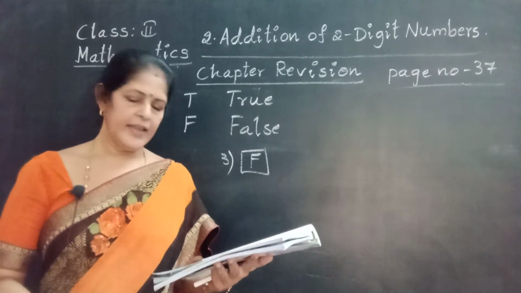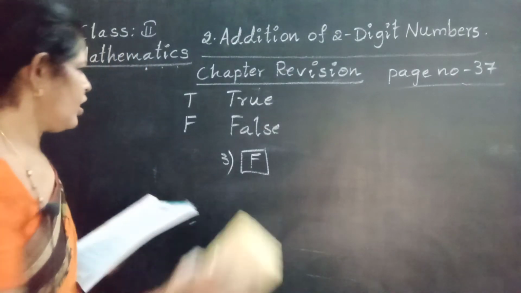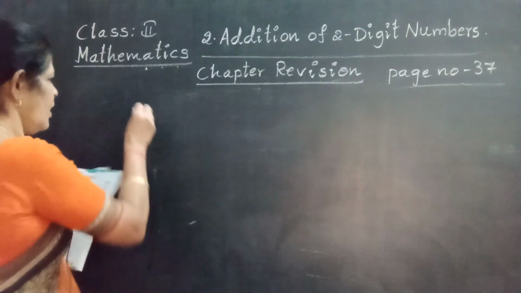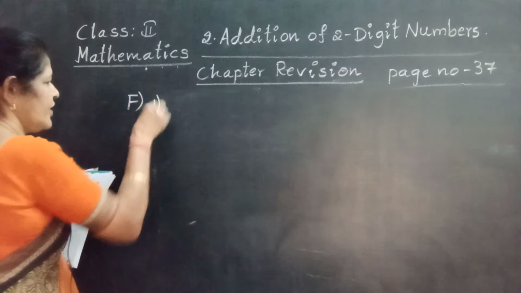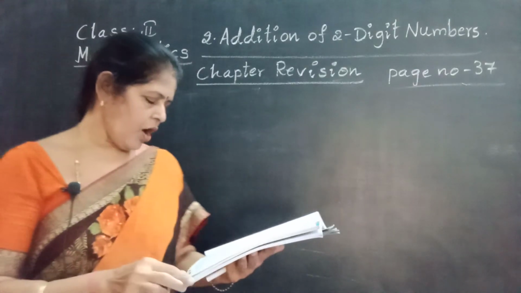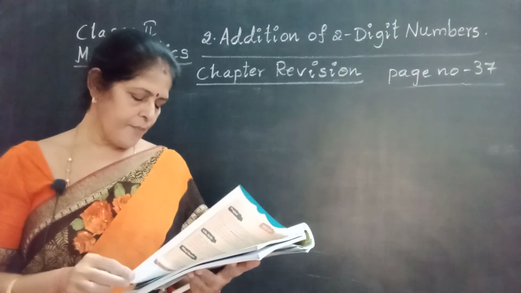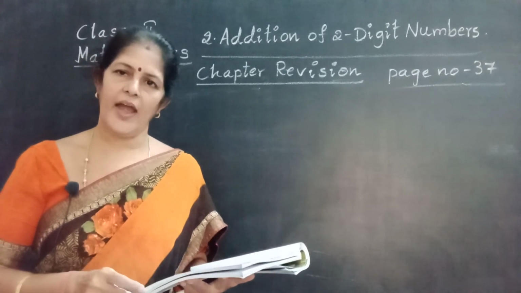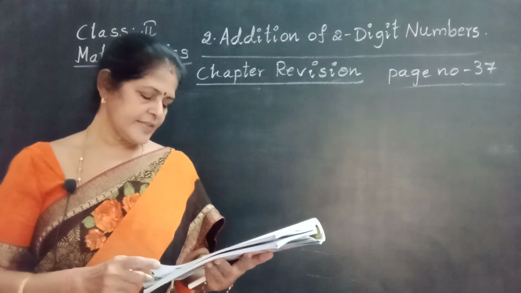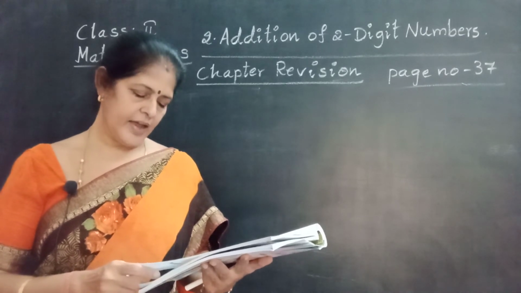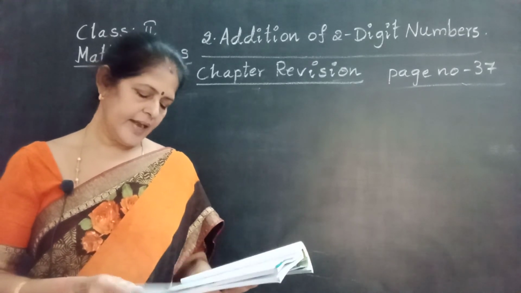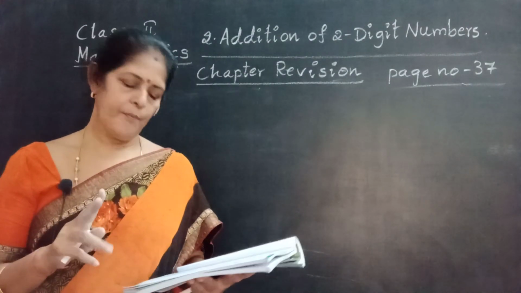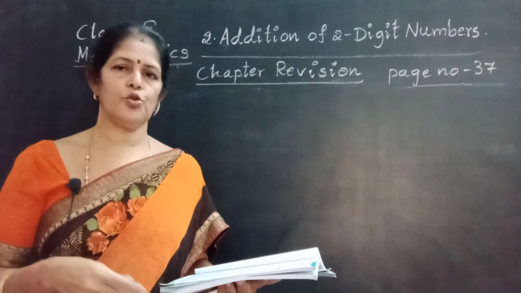Now go to F Roman. Answer the following. First one. What is the sum of? Sum means total. That means we find out the total. The smallest two-digit number and greatest two-digit number.